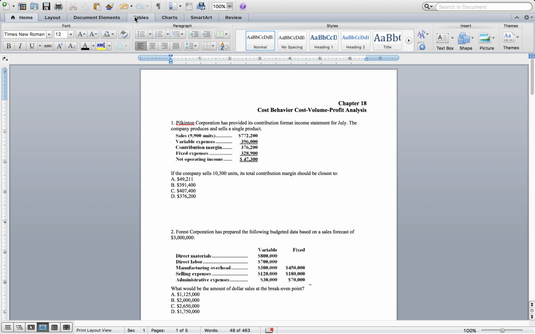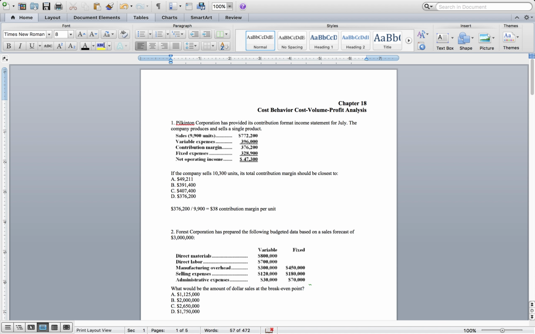Okay, the first thing is you want to take your current contribution margin, which we see right here, $376,200, and divide by your current sales in units, which is 9,900. Now remember, when you do this, it will give us a contribution margin of $38 per unit.